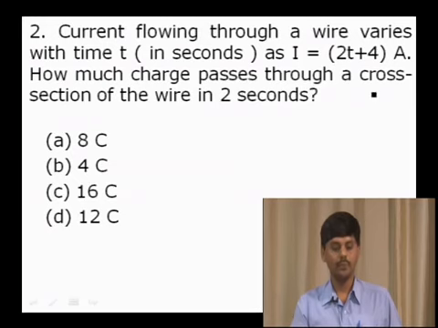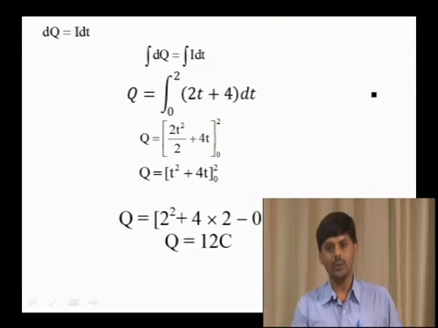Question number 2. Current flowing through a wire varies with the time t as I is equal to 2t plus 4 ampere. How much charge passes through a cross section of the wire in 2 seconds? Option A 8 coulomb, option B 4 coulomb, option C 16 coulomb, option D 12 coulomb. See, here we have a solution.